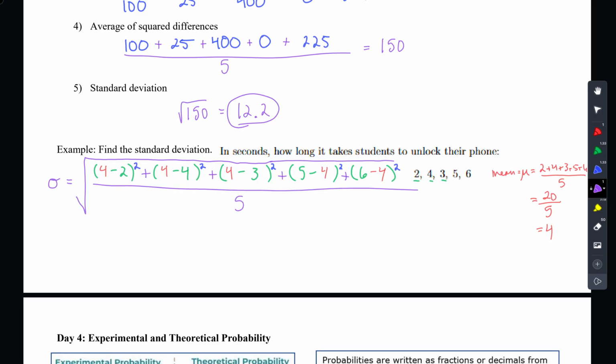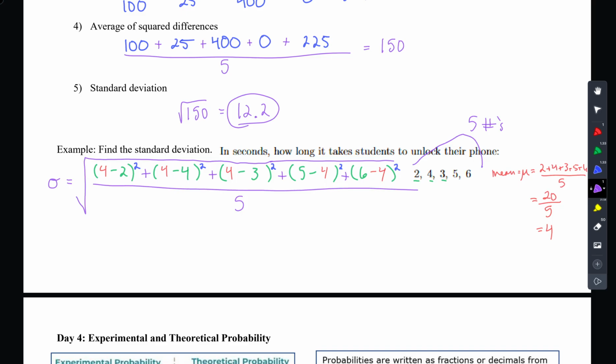So again, the steps for this, you find the mean, you take the difference between all the terms. So you can go ahead and do that in your head. Like I would just be like, oh, the difference between 4 and 2 is 2. 4 and 4 is 0. 3 and 4 is 1. 5 and 4 is 1. 6 and 4 is 2. Okay? Then you're going to square them all. Okay? Add them up and divide by how many numbers there are. So there are 5 numbers. That's where the 5 comes from. It's not always 5. Like 5 numbers.